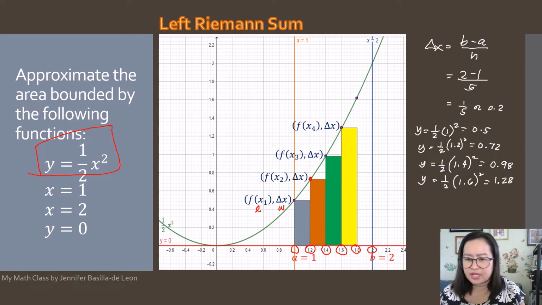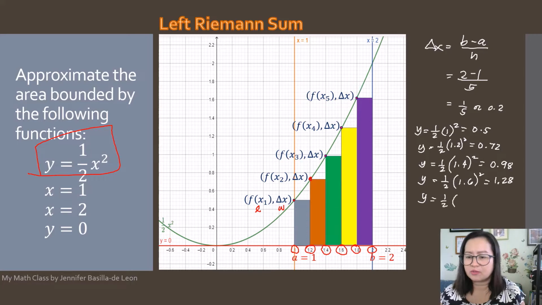1.28. And for the last rectangle, we can get the length of the rectangle by evaluating the function at x equals 1.8. Simplifying this, we will have 1.62.